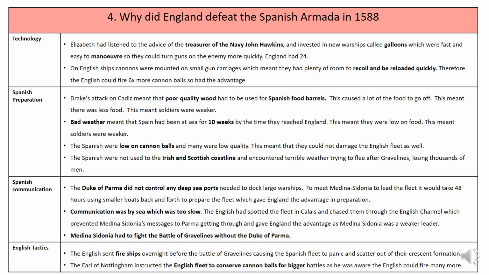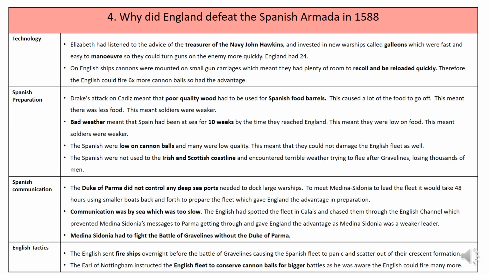Finally, the English sent fire ships the night before the Battle of Gravelines, causing the Spanish fleet to panic. Now, if you can remember, the Spanish had a tactic of fighting in a crescent formation. This was quite hard to break, and by sending the fire ships, these were just old Navy ships, rotten old ships, or damaged ships, and they simply floated towards this crescent shape, and it panicked the Spanish and made them scatter. So although it doesn't cause any real damage, it meant that in the big battle that takes place, Battle of Gravelines, the Spanish had got out of their formation, and it gave England an advantage.